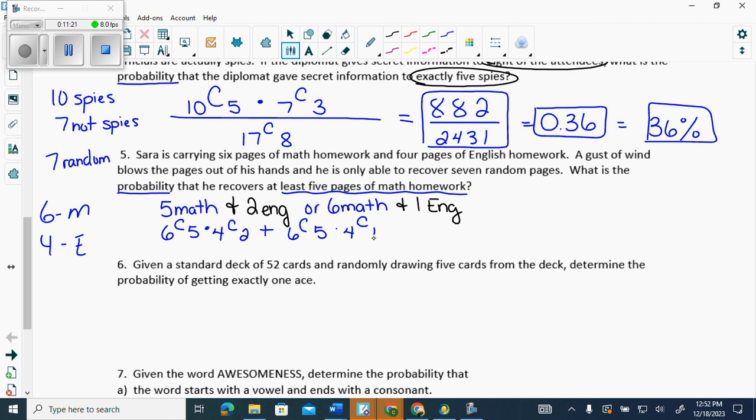This one has the word probability, so I have to do total, no restrictions on the bottom. So how many total do I have? How many pages total? Oh, 10. And I choose 7. Typing it in so you can practice.